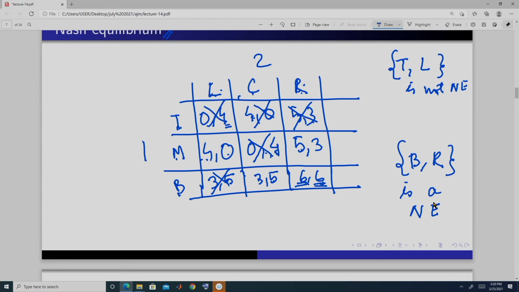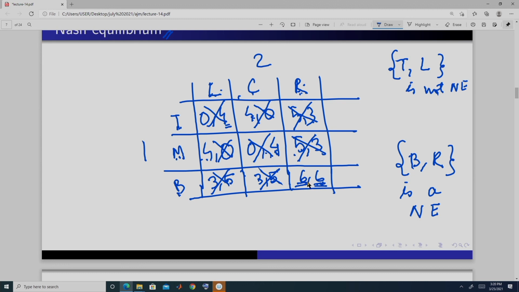Okay. Now, when player 2 is playing R, player 1 is choosing B, not M. So this is not a Nash equilibrium. When player 1 is choosing B, player 2 is choosing R, not C. So this is not a Nash equilibrium. And we also know that this is not a Nash equilibrium, because when player 1 chooses M, the best response for player 2 is to play C. So in all these outcomes, we see that there is a tendency for one of the players to deviate.